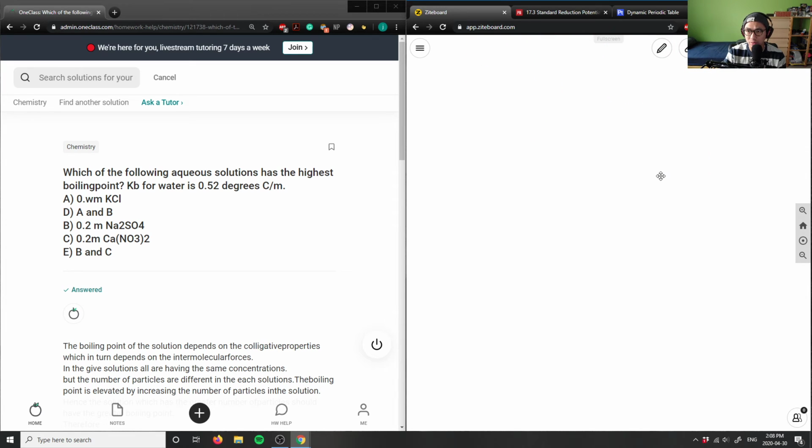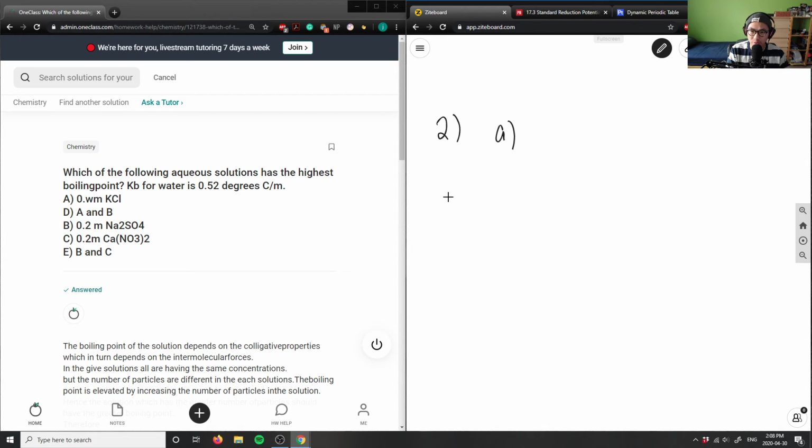Let's look at number 2 here. It's asking us which of the following aqueous solutions has the highest boiling point. So I'm looking for the highest boiling point here, and it says A is 0 point something, and then something KCl. D is A and B. Okay, so I think the formatting is weird here, so I'm going to write this in order. So it says here 0 point something.